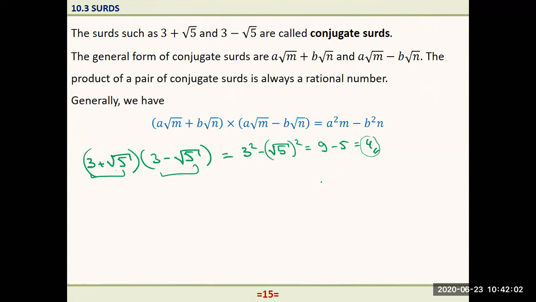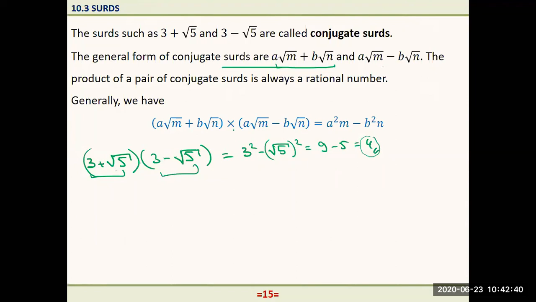A lot of times, especially if surds appear in the denominator of fractions, we may want to rationalize the denominator. At that time, we need to apply this rule so that we can change its denominator into a rational number. So the general form of conjugate surds are a times square root of m plus b times square root of n, and a times square root of m minus b times square root of n. If the powers are different, like 3, 4, 5, we can produce something else, but here we are talking about square roots. Okay, so these are conjugates.